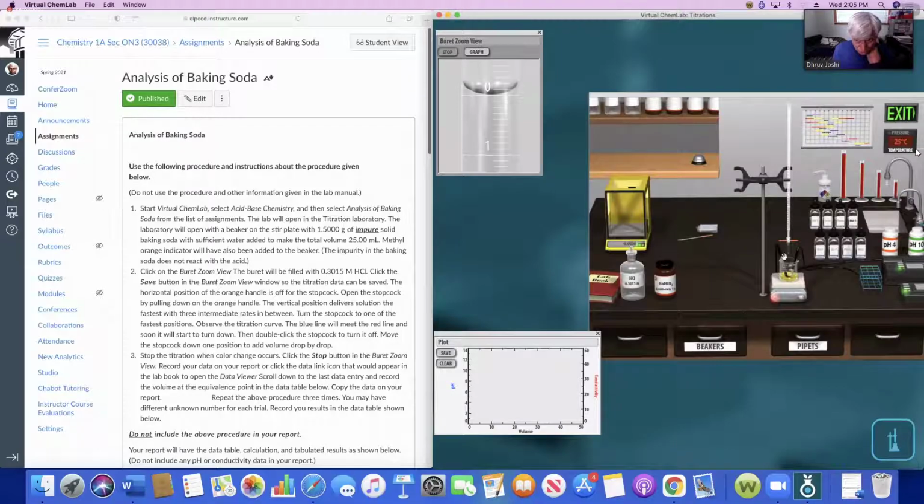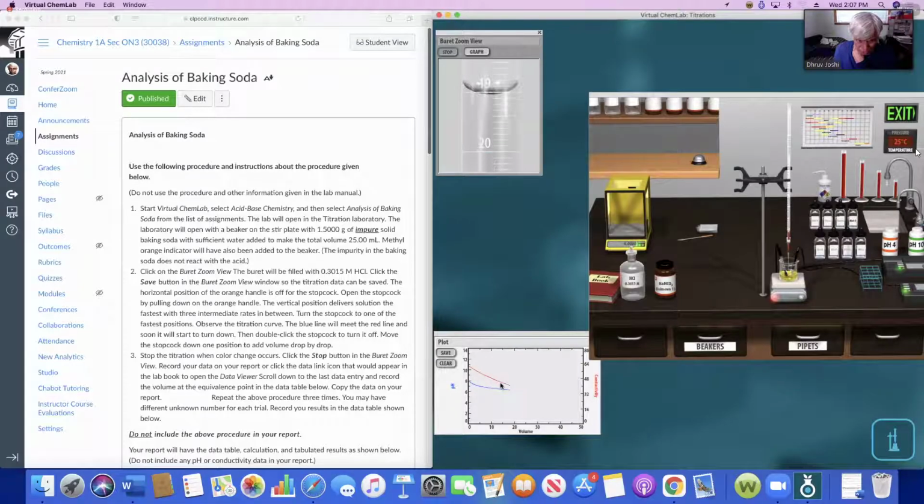So we're gonna open this and let the acid out into the mixture of baking soda and water. Now, there is a blue line. Okay. Open the stopcock. We read that vertical position. We know that. Turn off the stopcock. Okay, fire. Observe the titration curve.